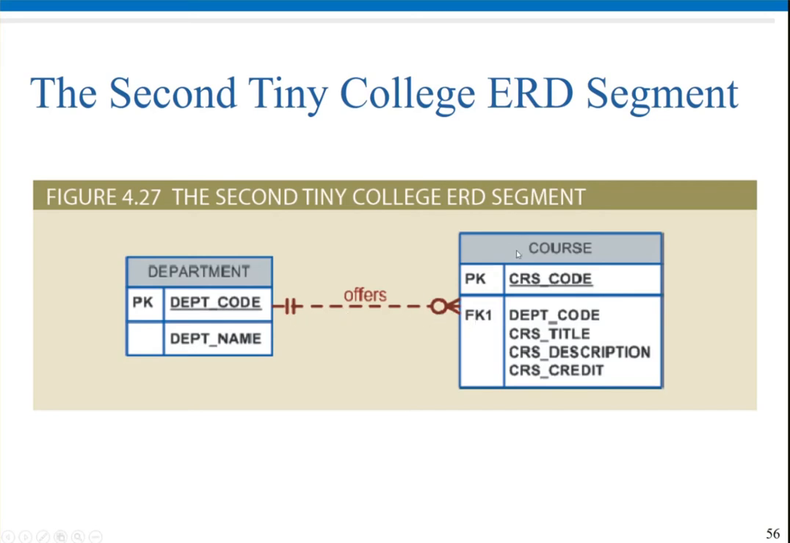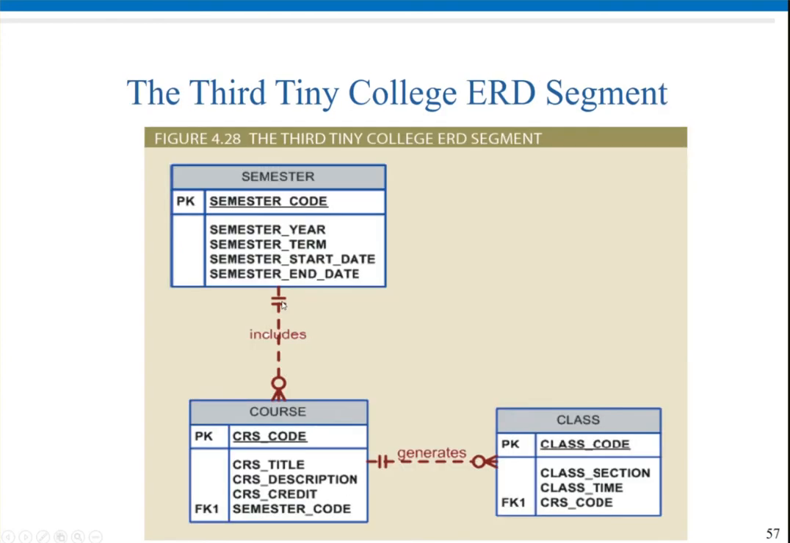Now, again, a course cannot exist by itself. It has to be associated with a department. Now, one thing is important to understand: a class section and a course over here. So we have a semester, we have a course, and a class. Well, here's a class section.